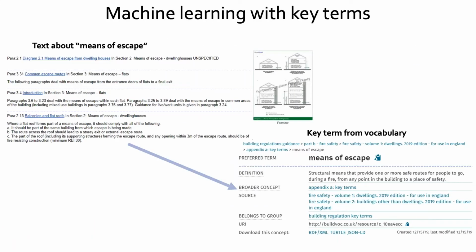Another way we can use machine learning is, so this is text about means of escape, and how do we point that to a vocabulary? So this means of escape and the definition are from Appendix A, key terms. If we go to the demonstration now, please.